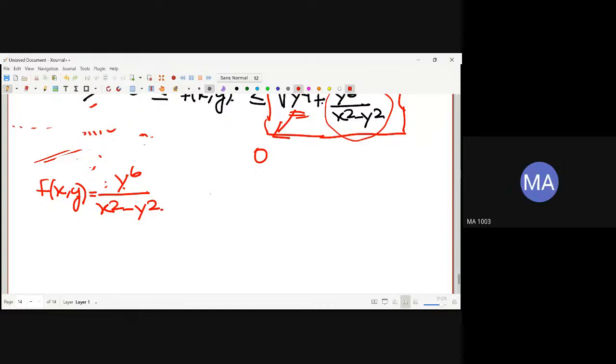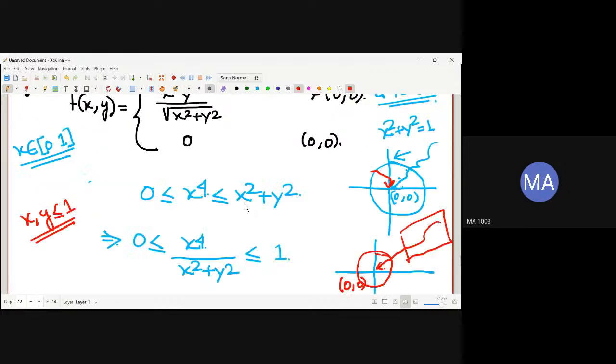So here, because of this plus sign, you can easily get this inequality, and after that you can apply the sandwich lemma. Still, I'll try to find a solution for this. Okay, sir.